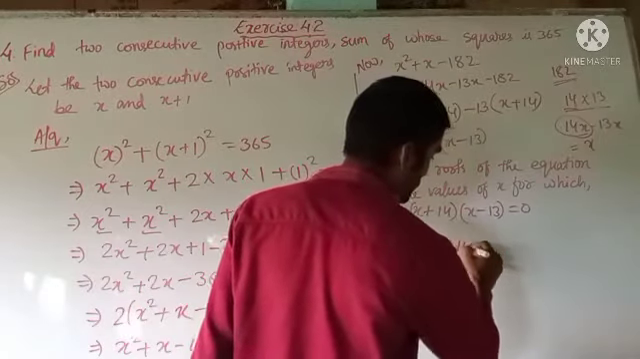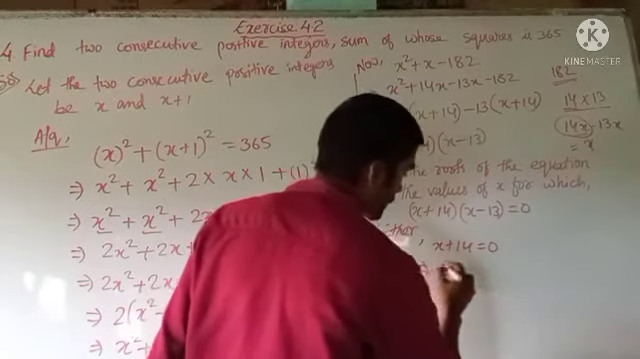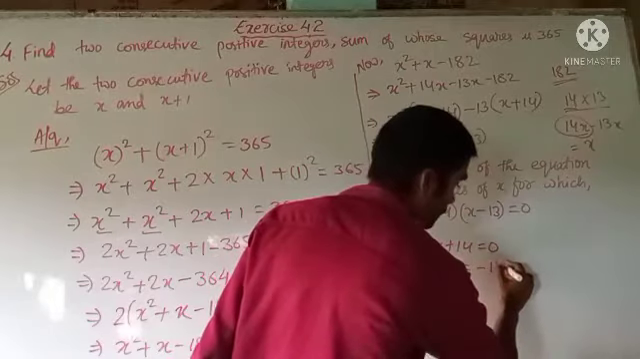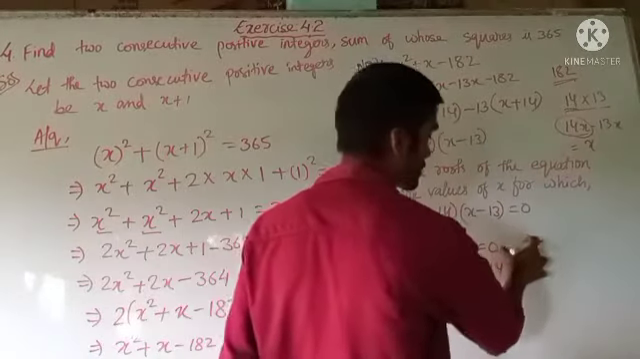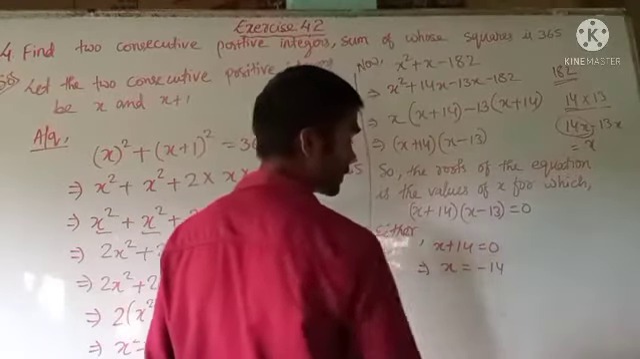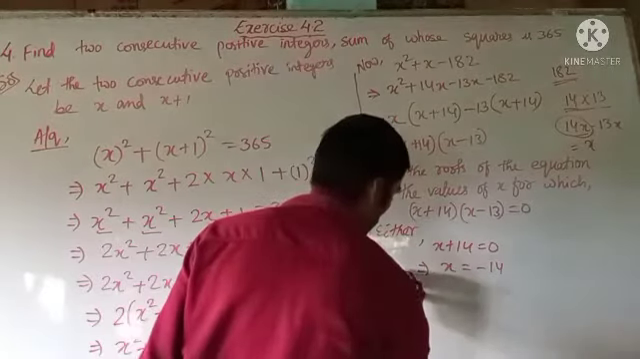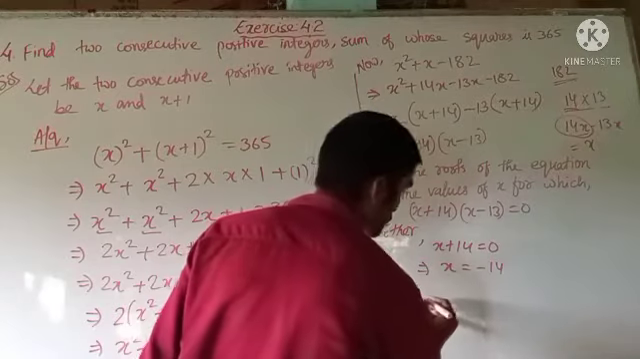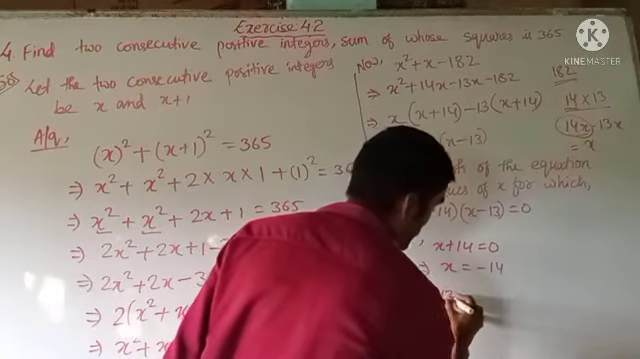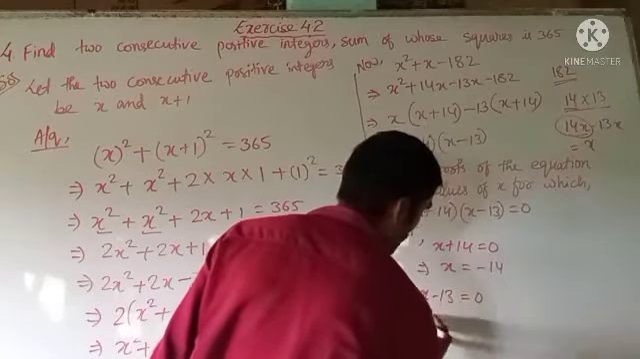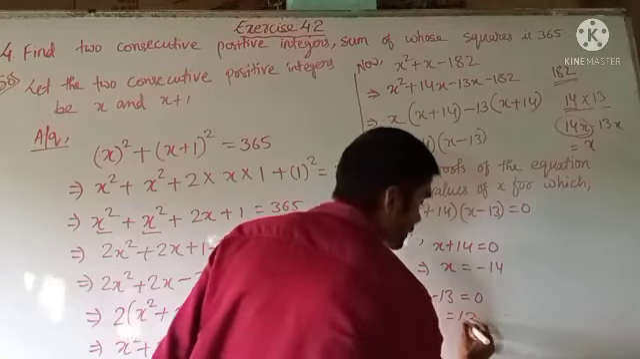So now either x plus 14 is equal to 0, where x is equal to minus 14. Plus 14, when we transfer it, will change into minus 14. 0 minus 14, you will get the same result, that is minus 14. Or x minus 13 is equal to 0, or x is equal to 13.